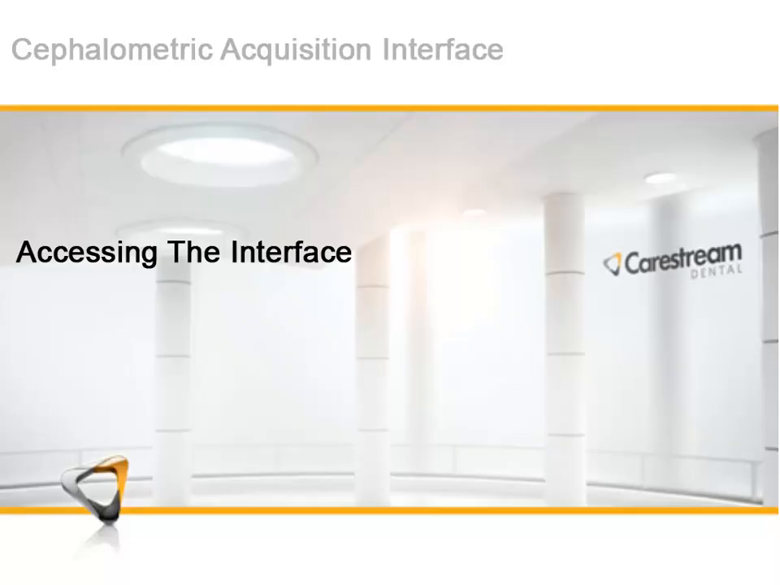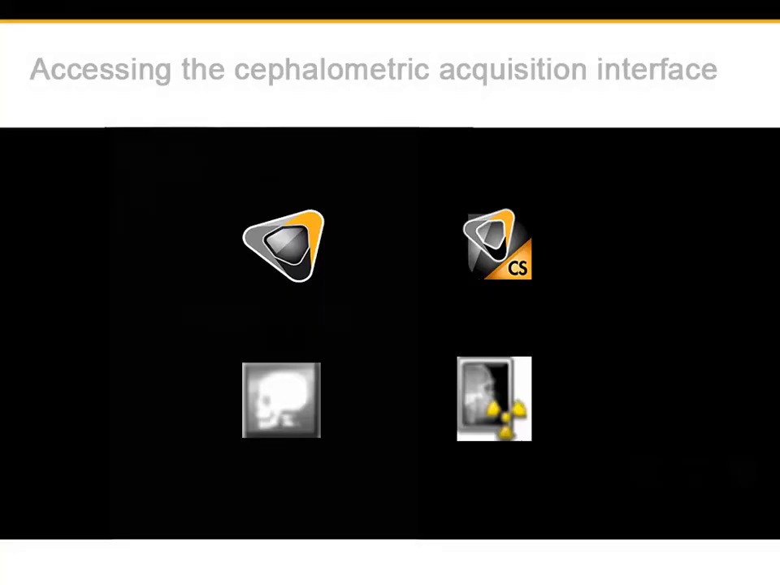Accessing the interface. On your desktop, double-click the dental imaging icon or the CSOI icon to open the imaging software. Then, click the Ceph icon to access the Cephalometric acquisition interface.